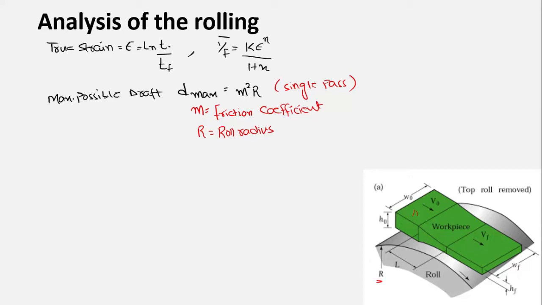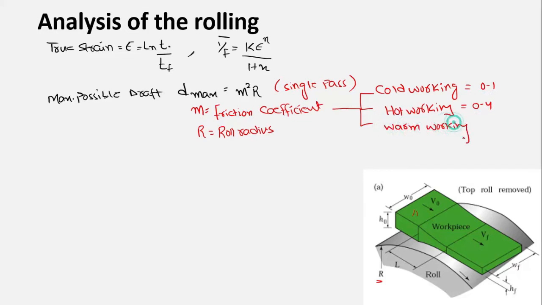In the case of cold working, the value of m is equal to 0.1. In the case of hot working, this friction increases, so we have a friction coefficient of 0.4. In the case of warm working, we take the friction value equal to 0.2.